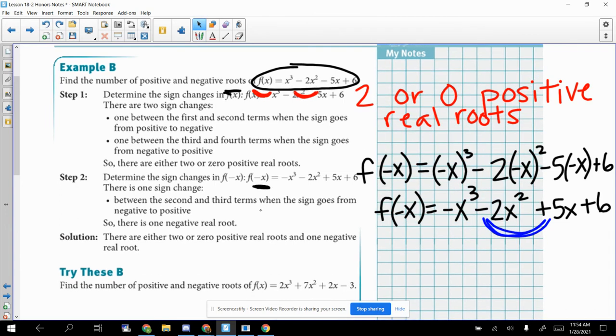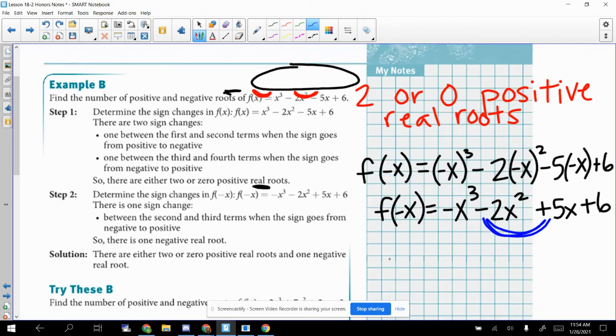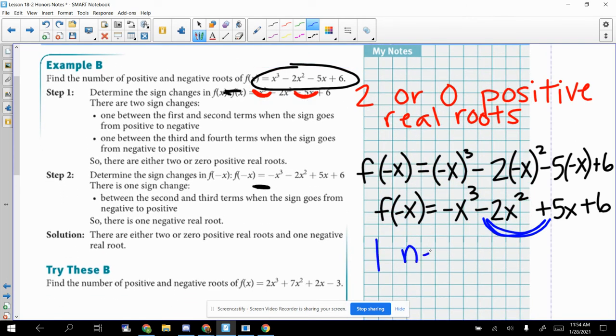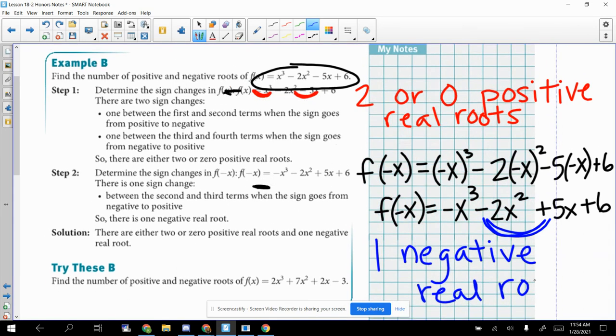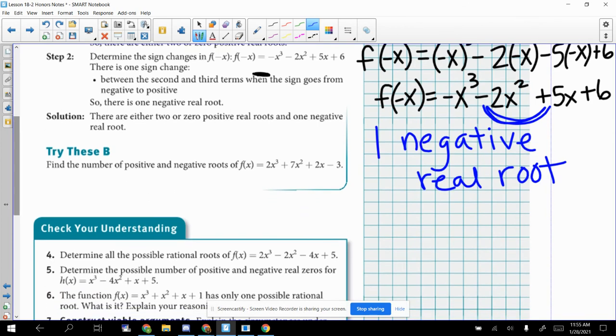Okay. So that means we would have 1 negative real root. Now you can't say or 0 for this one because it's just 1 and you can't go down by an even number. So we're just going to say 1 negative real root. Okay. And that's what their solution was here. There are either 2 or 0 positive real roots and 1 negative real root. So you're just looking at the sign changes.